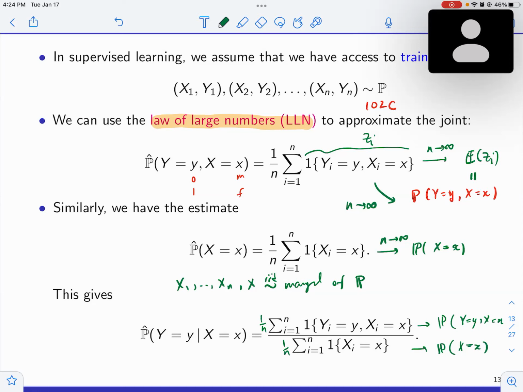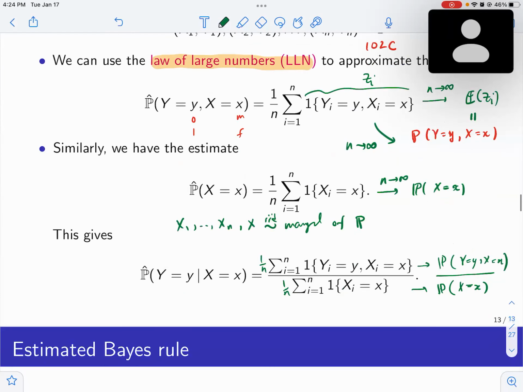The ratio has to converge to the ratio, and then the ratio is exactly the conditional distribution. So this follows from something called continuous mapping, if you want to check continuous mapping here. But this is not necessary. It's a continuous function. If you have ratios of two things, the denominator is converging to something non-zero, and the numerator is converging to something non-zero, then the ratio has to converge to that, and this is just a conditional distribution.